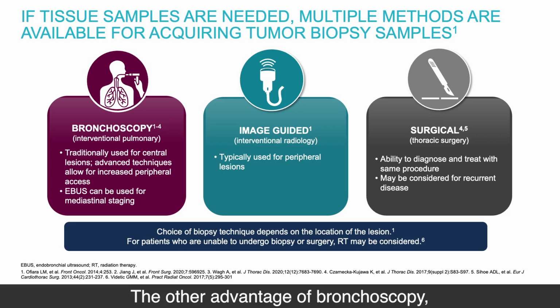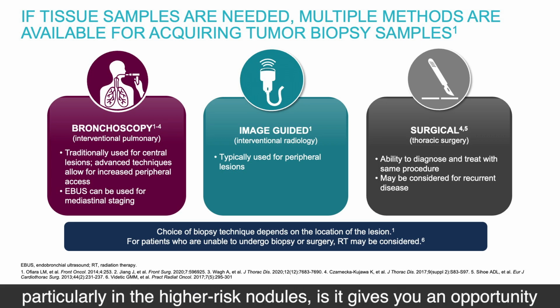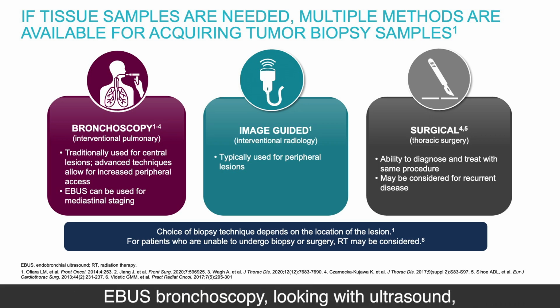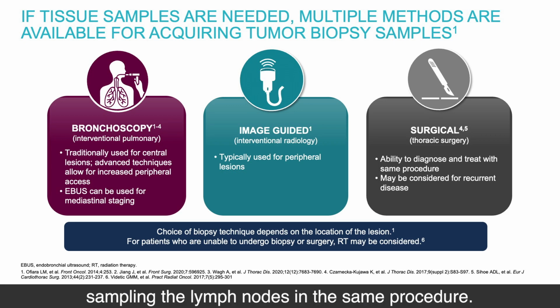The other advantage of bronchoscopy, particularly in the higher risk nodules, is it gives you an opportunity to stage the mediastinum with a very powerful tool, EBUS bronchoscopy, looking with ultrasound, sampling the lymph nodes in the same procedure.